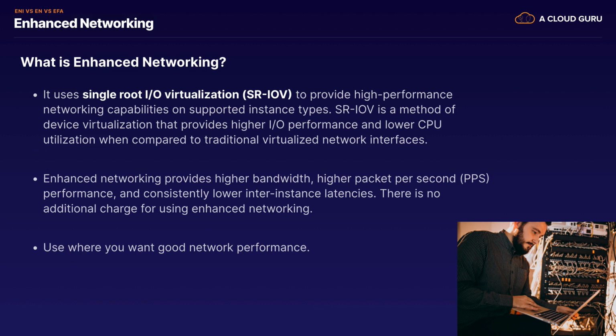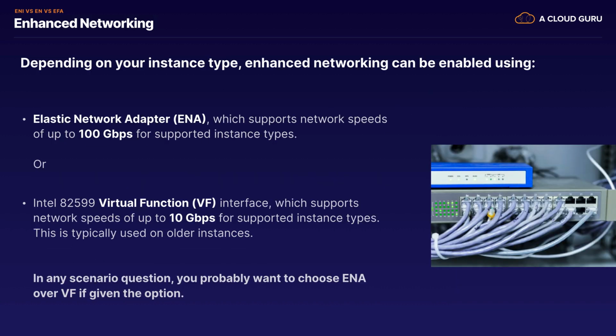You're going to use enhanced networking where you want good network performance. Depending on your instance type, enhanced networking can be enabled using two methods: the Elastic Network Adapter, or ENA, which is where we get the word ENA from in this topic, and which supports network speeds of up to 100 gigabits per second for supported instance types. Or you can use the Intel 82599 Virtual Function, or VF interface, which supports network speeds of up to 10 gigabits per second for supported instance types. This is typically used on older instances.